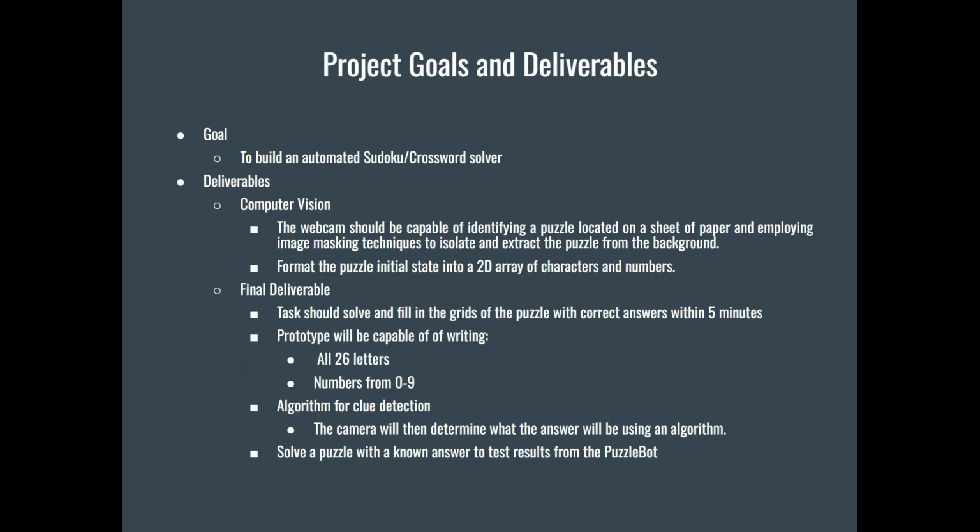Next, our final deliverable is that our automated solver is able to solve and fill in the grids of the puzzle with the correct answers within 5 minutes, as well as being capable of writing all 26 letters and numbers from 0 to 9. It will also contain a clue detaching algorithm to determine what answer is required to solve the problem, as well as being able to solve puzzles with known answers to test results from our puzzle algorithm.